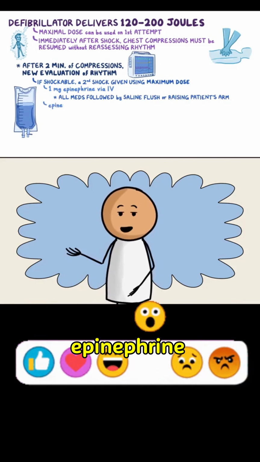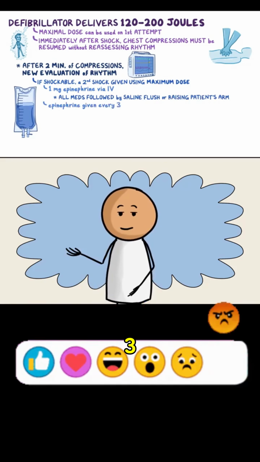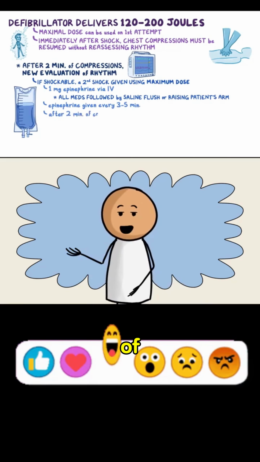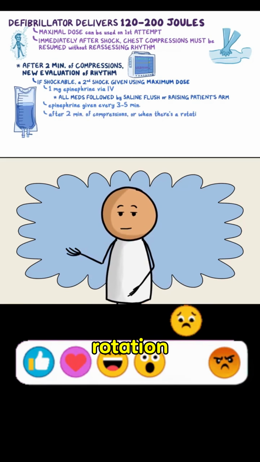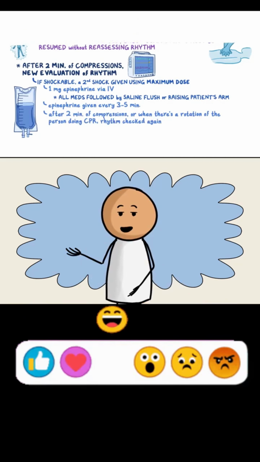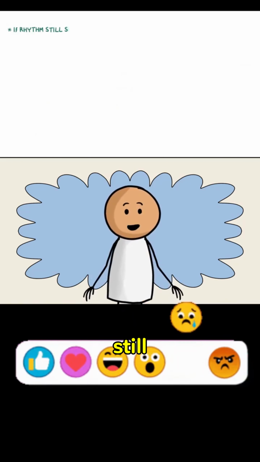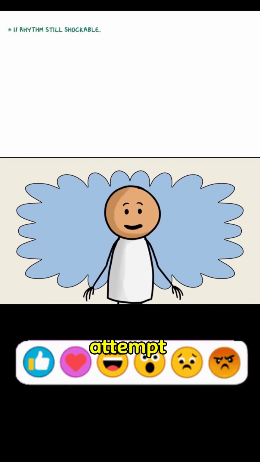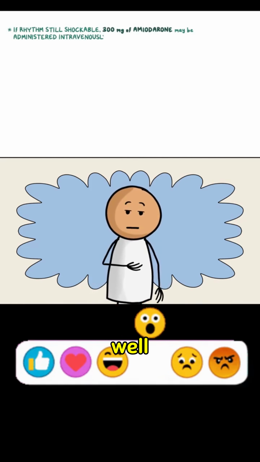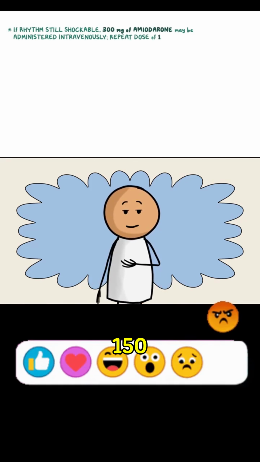Once we start using epinephrine, it's continuously given every 3 to 5 minutes while chest compressions are being performed. After 2 minutes of chest compressions, or when there's a rotation of the person doing CPR, the rhythm is checked again. If the rhythm is still shockable after a third defibrillation attempt, 300 milligrams of amiodarone may be administered intravenously as well, with a repeat dose of 150 milligrams.